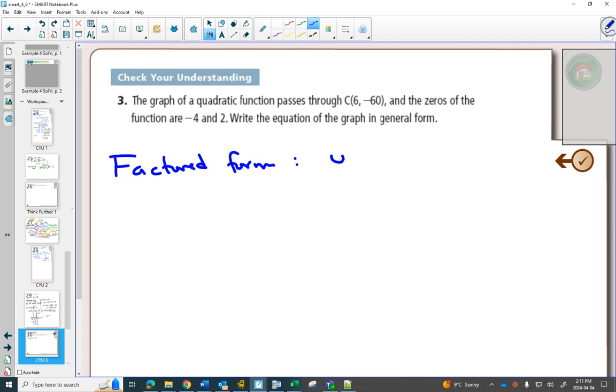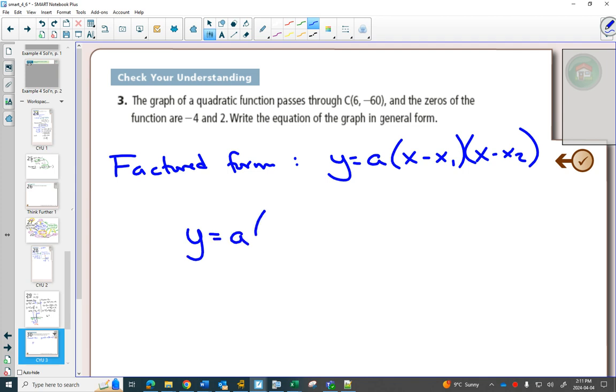the factored form is on your formula sheet as well. It looks like this. We could start by saying, well, I don't know A, but I know that it's going to be (x + 4)(x - 2), based on my x-intercepts. So we still need to find A. Yes?